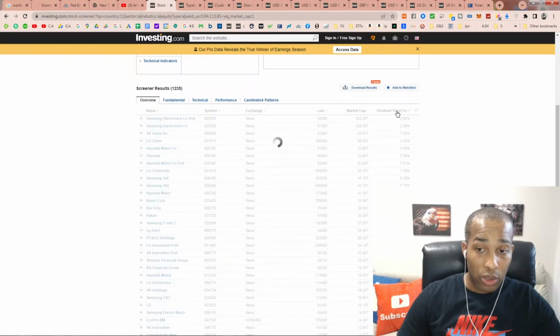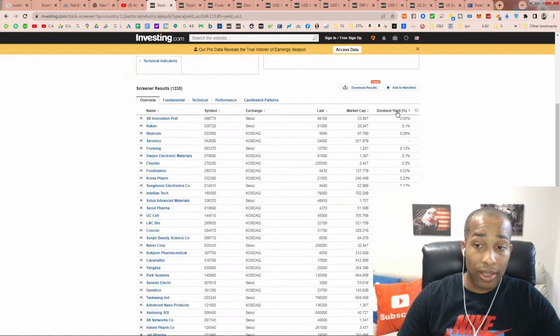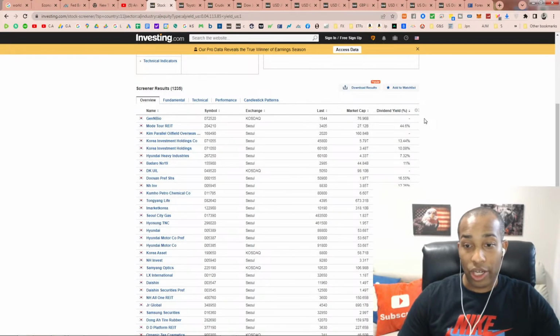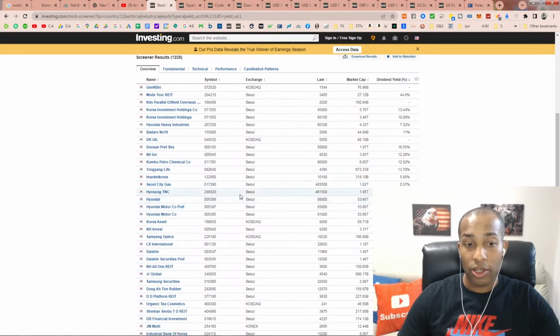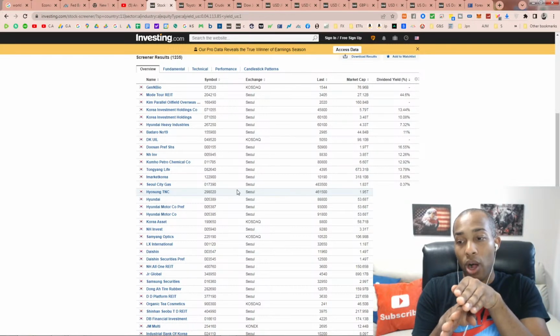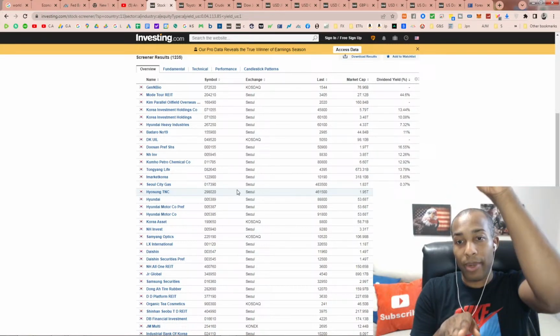So if the dollar does crash one day, and remember, it can't always be up. One day the dollar is going to change. And it'd be nice to have international investment money coming in. So when the dollar does crash, your Korean won portfolio starts going up at the same time.